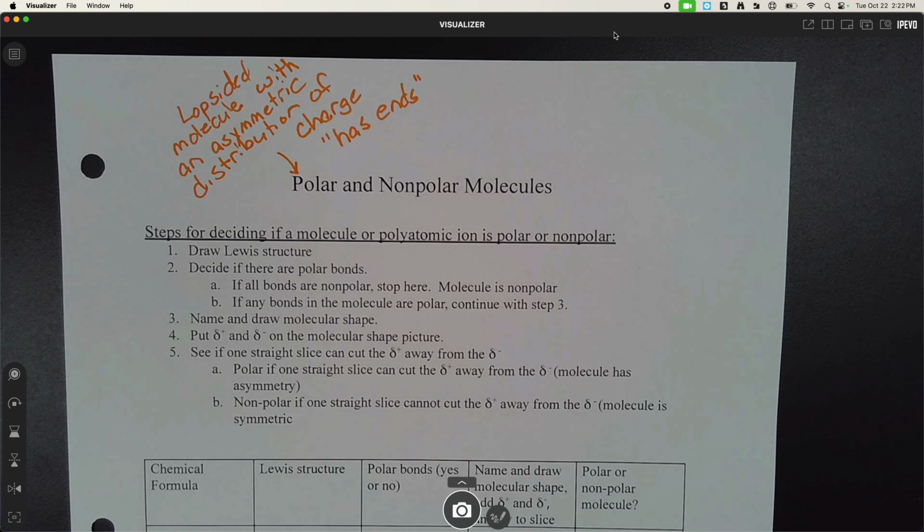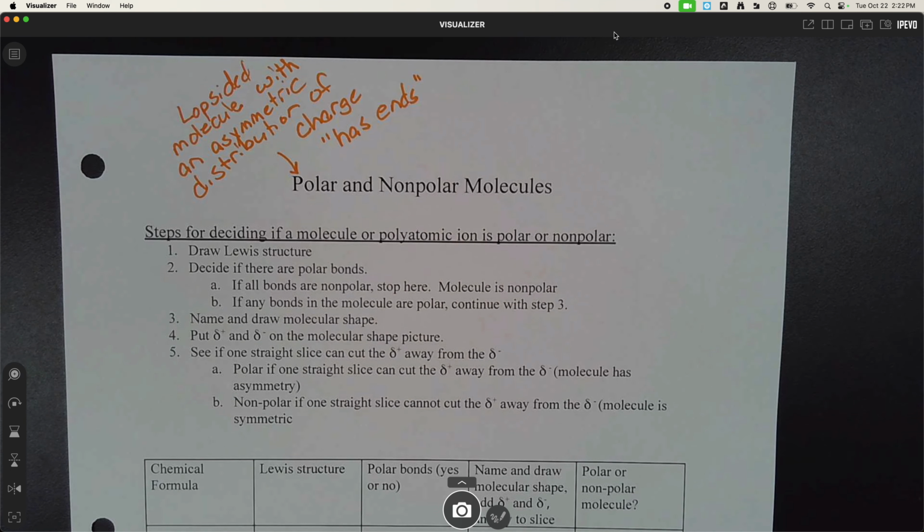And then the last piece of this is you have to look at the molecule and decide, does it have ends? Essentially, can you cut the positive from the negative in one straight slice, in which case it does have ends, and it's going to be a polar molecule. So we're going to do a few examples together, and then I'm going to turn you loose to do a little bit of practice with this.